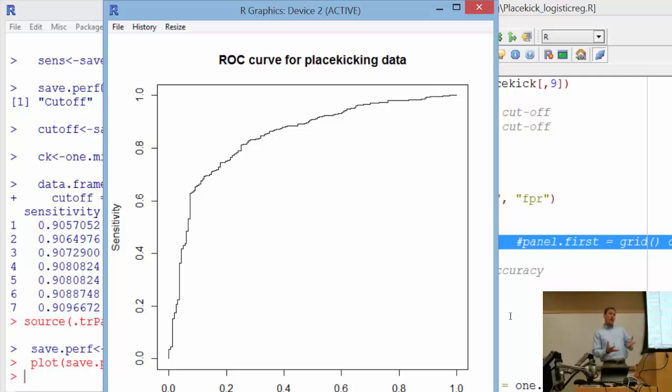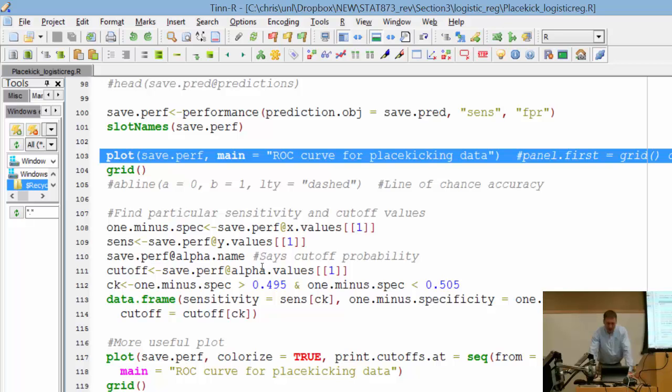Okay. Now with that, let's look at how we can find a particular cutoff rate. In particular, what I would like to do is find a cutoff rate for a 1 minus specificity of 0.5. Perhaps that's what I feel I can deal with for this particular instance, a false positive rate of 0.5. I'm going to find the corresponding sensitivity and then also the corresponding cutoff probability. Okay, so this is the process.